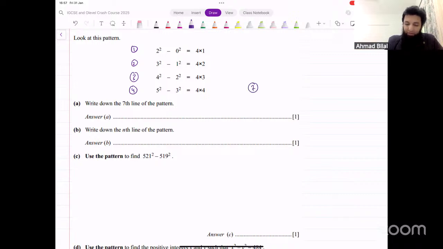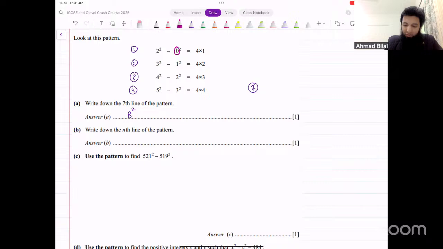Now think about it. In each line, this first number is 1 more than the number of that row. So if it's the first row, this number is 2. If it's the second row, the number is 3. If it's the 7th row, what should that number be? It should be 8. So you have 8 squared. Okay, all of them are squares. So the power remains the same. But this number is 1 bigger than this number. Okay, all right. What about the next one?